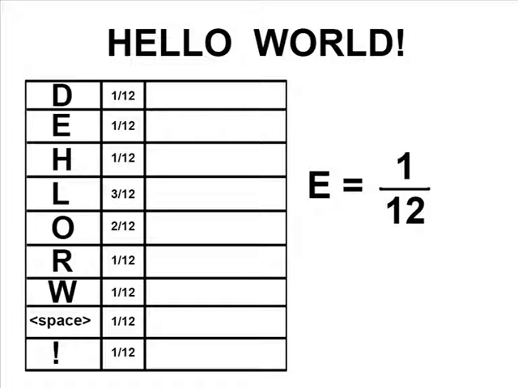Following that is E, which has a probability of 1/12, also H, the probability is 1/12. L, the probability is 3/12 because there are 3 L's in the output. O, the probability is 2/12 because there are 2 O's in the output. R is also 1/12, W is 1/12, space also has a probability of 1/12, and exclamation point is also 1/12.